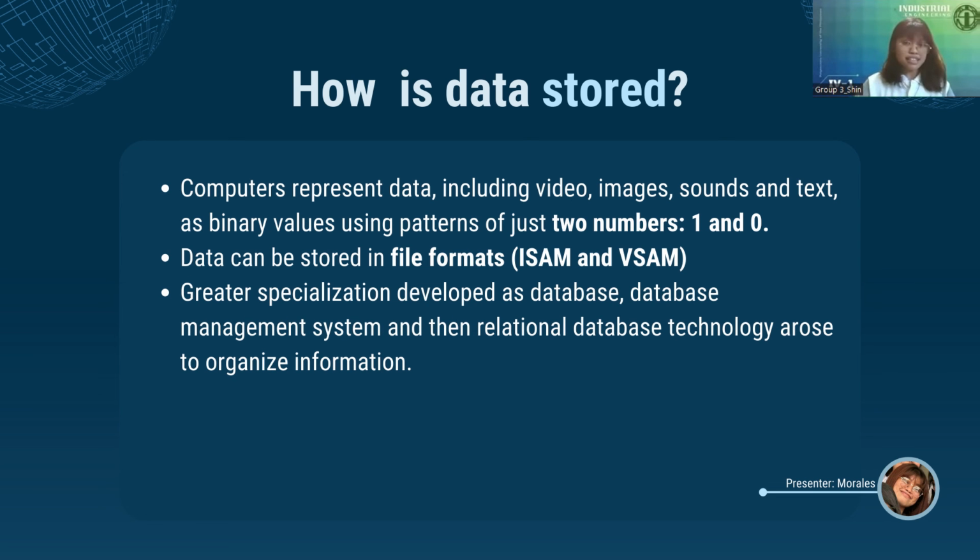Next slide, please. Let's now talk about how data is stored. Computers represent data including videos, images, sounds, and text as binary values using patterns of just two numbers, 1 and 0. This 1 and 0 is called the bit, which is the smallest unit of data. Tapos, since single bits are too small to be much used, they are grouped together into units of 8 bits. Each 8-bit unit is called a byte. Bytes are 8 binary digits long.